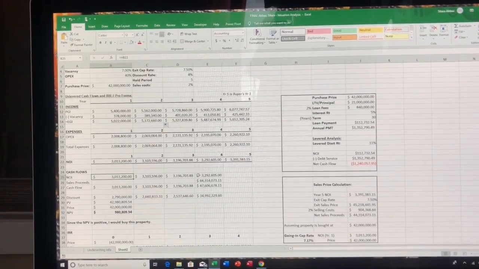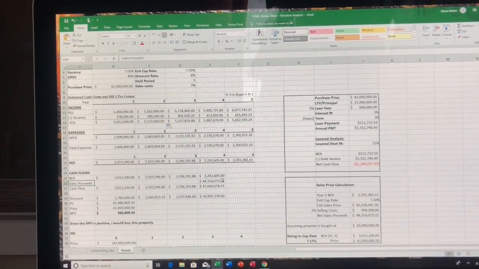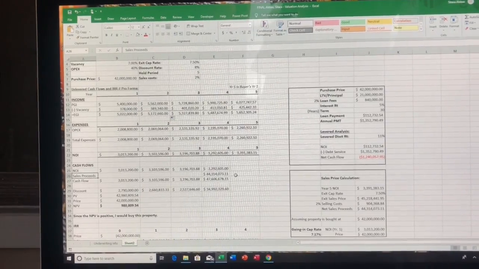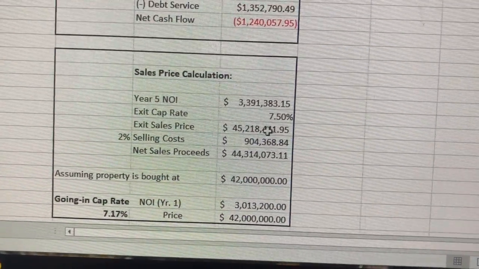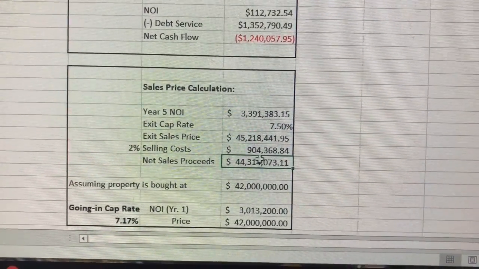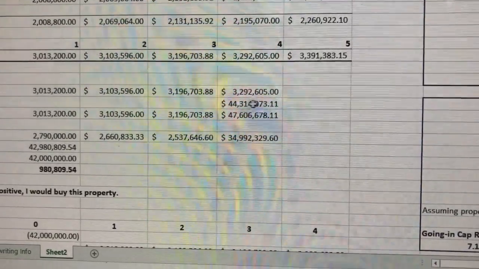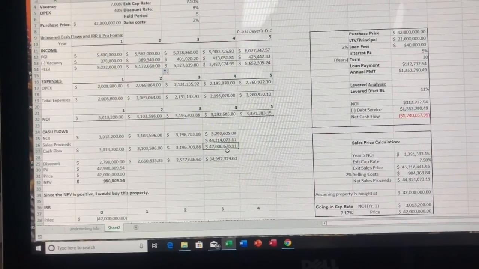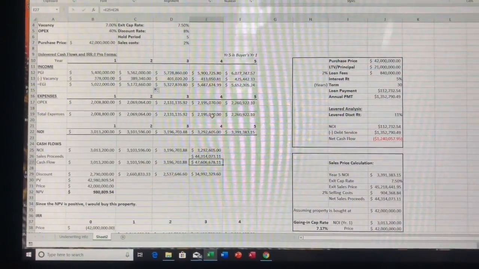We repeat the net operating income, and now we need to put in the sales proceeds so that we can add that to the 4th year of our holding, since we'll be selling the property. In order to do that, we're just going to go over here to our sales price calculation that I did super quickly. Our net sales proceeds are $44 million, which is what I have here. We're going to add these together to get the 47.6 million in cash flow for our 4th year.